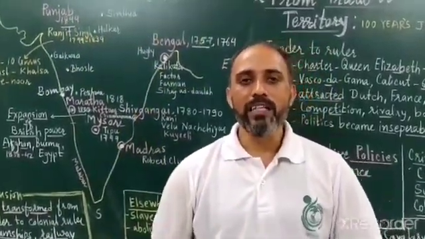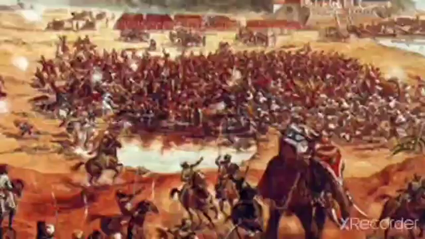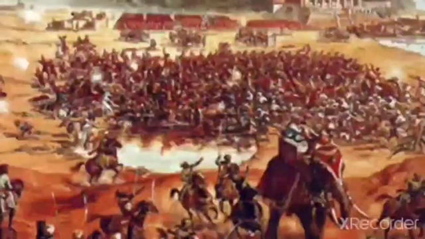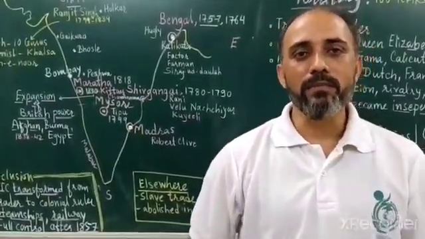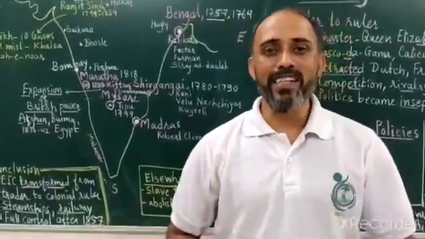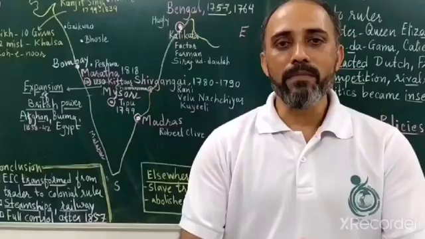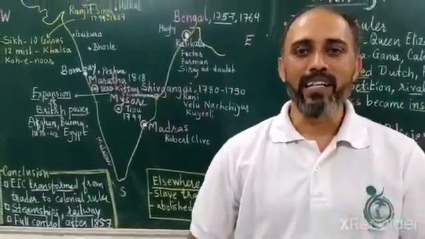But that's why they decided to use one policy against Indian rulers, that was the divide and rule policy. And what is the divide and rule policy? They asked one of the commanders-in-chief, Mir Zafar, to come on their side. They bribed him and promised to make him the next Nawab of Bengal.